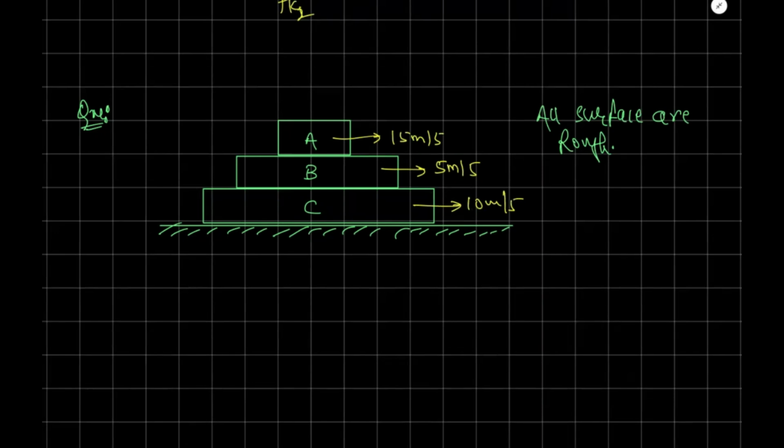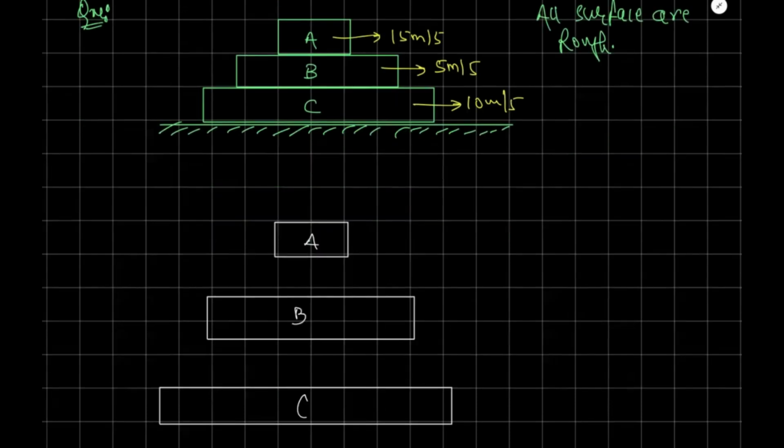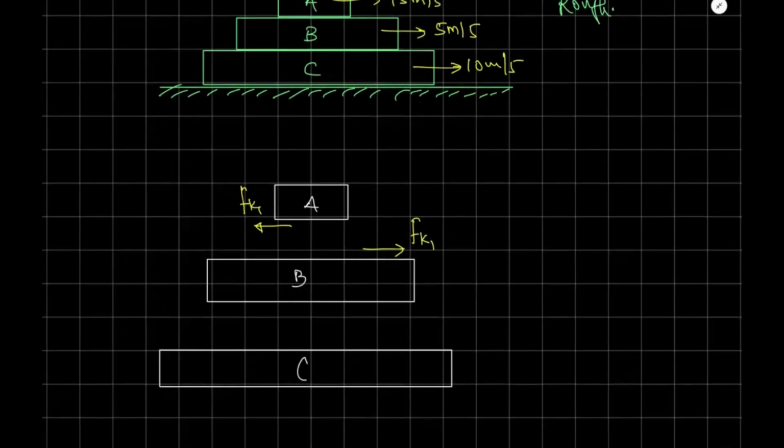Yes, sir. A is moving 10 meter per second faster compared to B. So in A, this will go forward, so friction will be backward. Very good, FK1, right? So on this one, there will be the reaction. Yes, sir. B is moving minus 5 meter per second compared to C. So B moves backwards, so friction will be forward, in this direction.